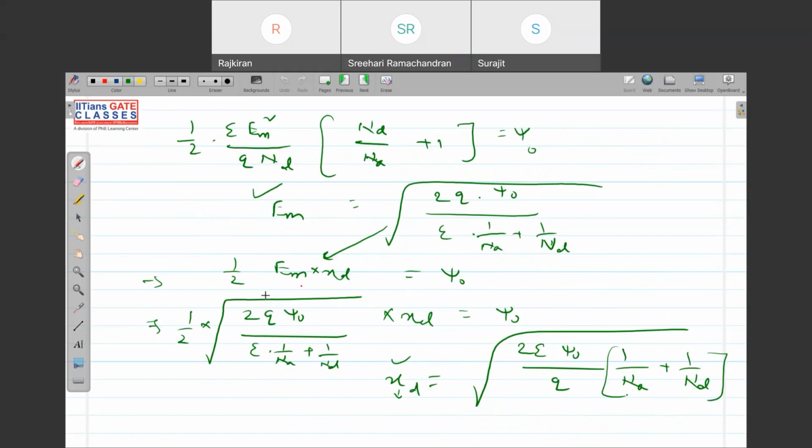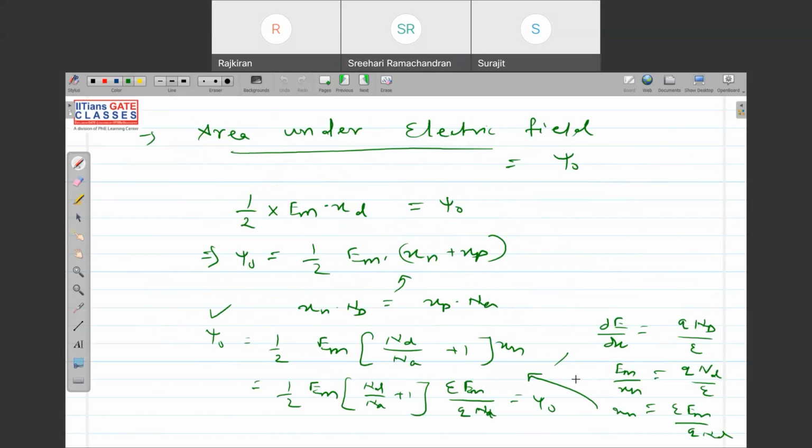See, suppose in some exam they ask you what the maximum electric field is. They'll give you doping and all things. If you remember this formula, it's a 2 mark question, simply one step only. Half Em into Xd is equal to psi 0.